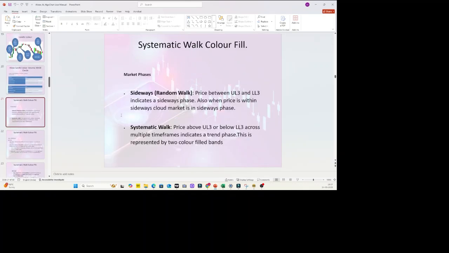Now coming to the next, the systematic walk color fill. What is the systematic walk? Market has two phases.